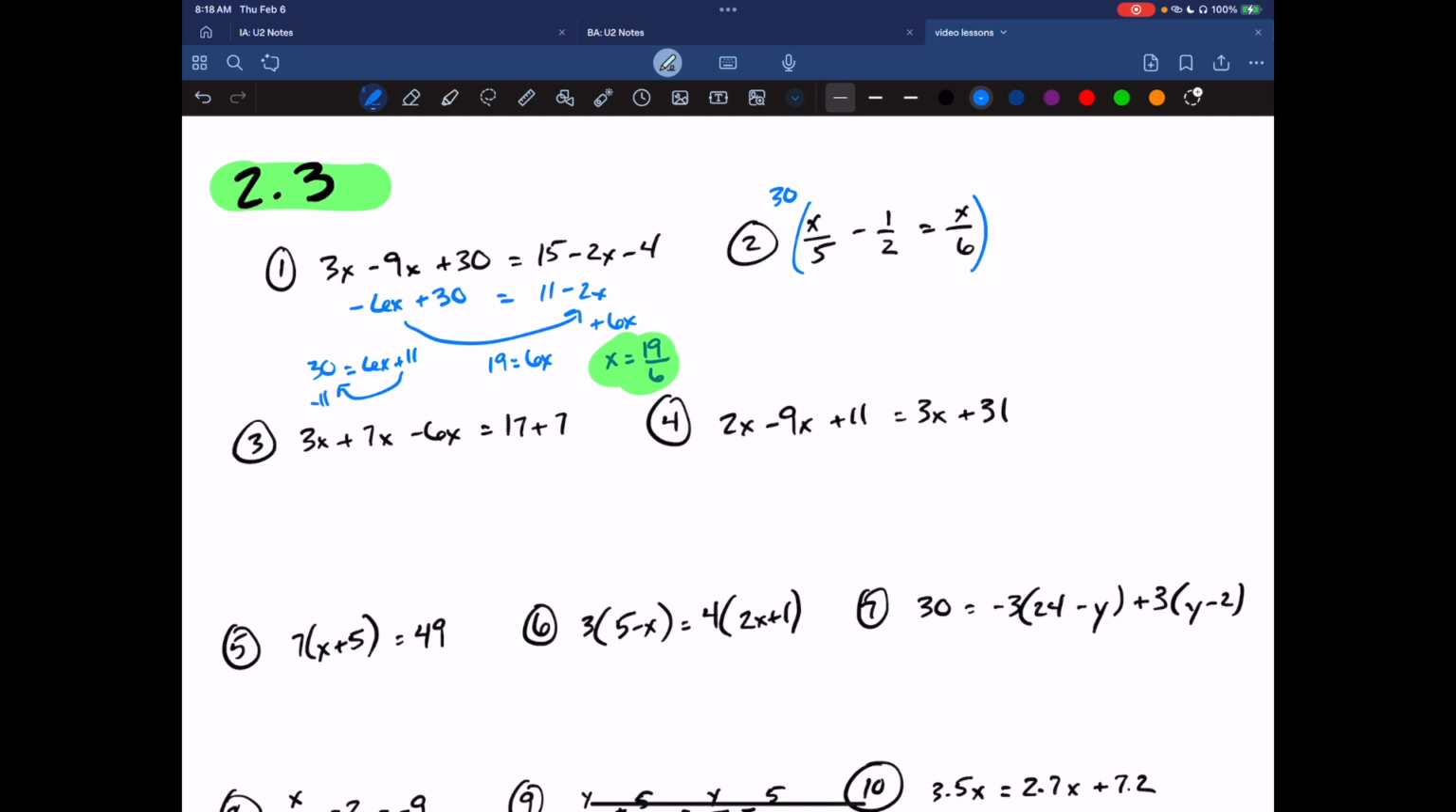Okay, so 5 goes into 30 6 times. 6 times x is 6x. 2 goes into 30 15 times. 15 times 1 is 15. And then 6 goes into 30 5 times. 5 times x is 5x. Now I have a clean problem with no fractions. And I'm going to move this over. It was positive. I'm going to make it negative. Okay, so it's going to be negative 15 equals negative x. And so x equals 15. Easy.